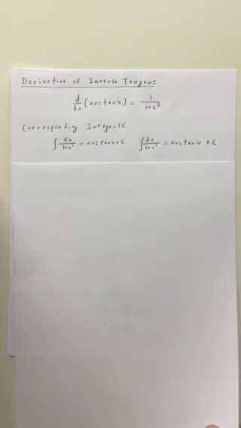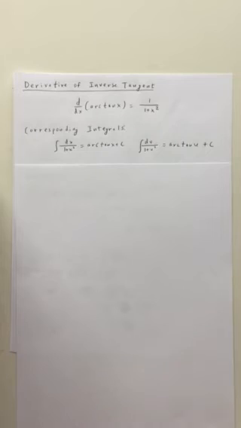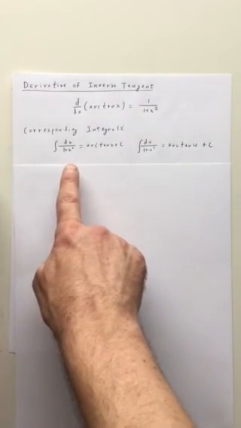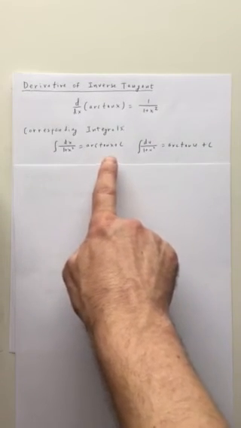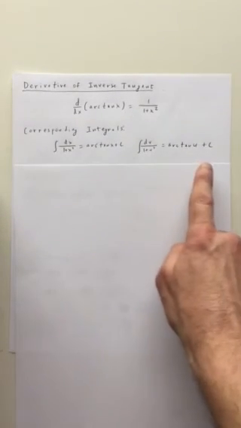And then you get corresponding integral formulas by reading that derivative formula backward. The integral of dx over 1 plus x squared is arctan of x plus c, and I write it with the u form as well.